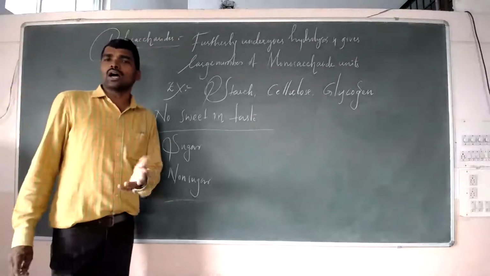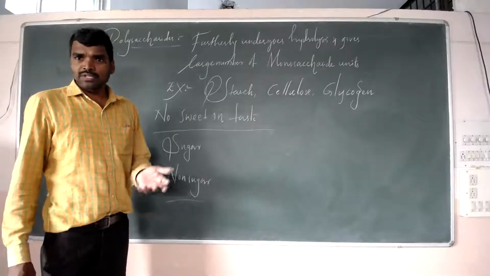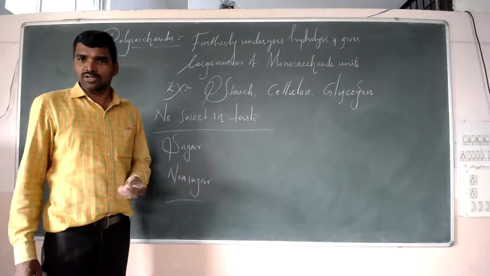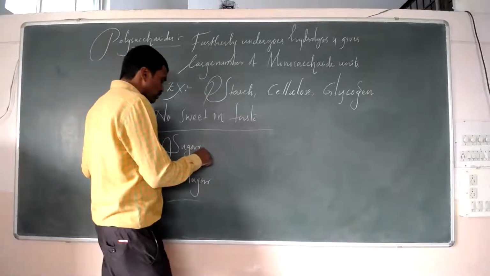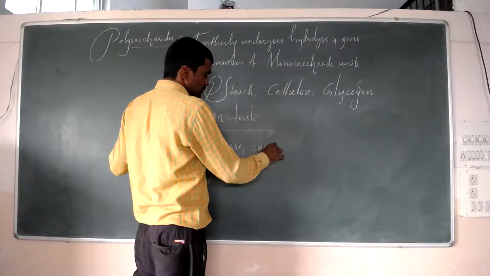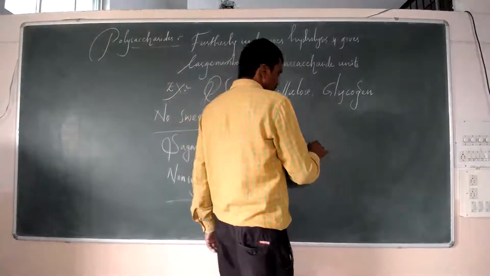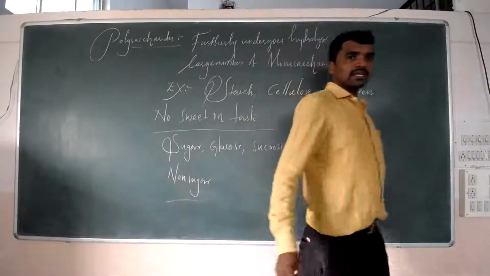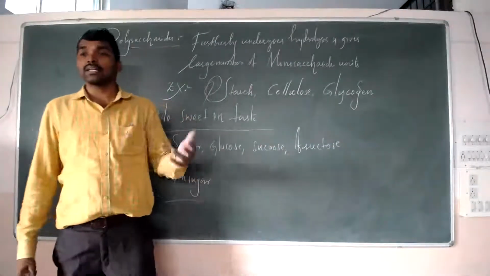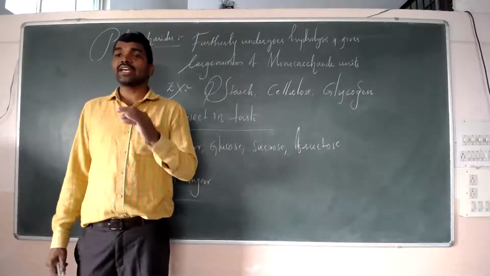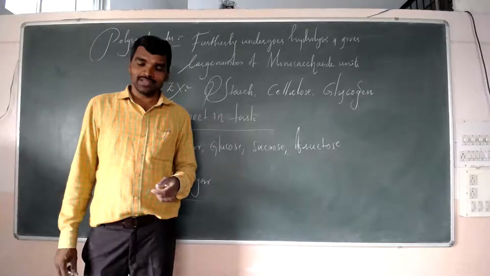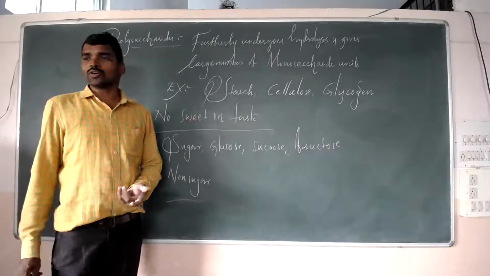Sugars contain mainly monosaccharides, which are present in honey and ripened fruits. Examples: glucose, sucrose, fructose. These are the best examples of sweet-tasting sugars. Fructose is the sweetest substance; remember, the sweetest substance is fructose, which is present in honey.